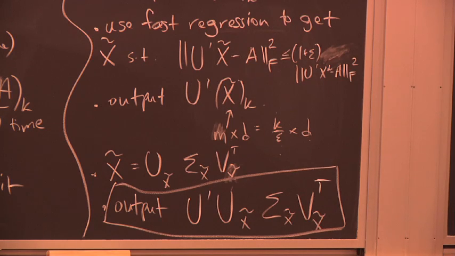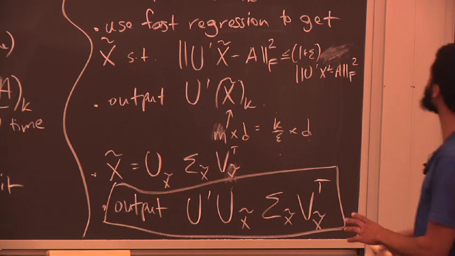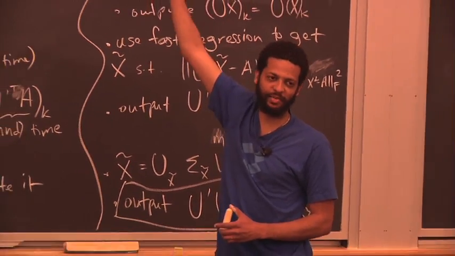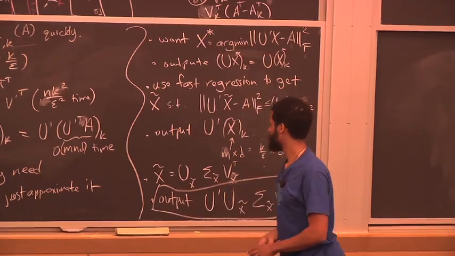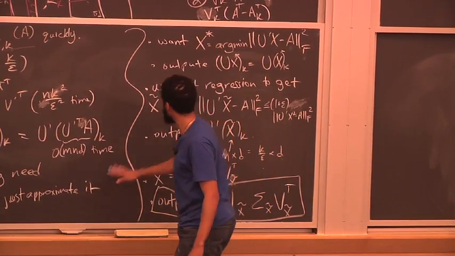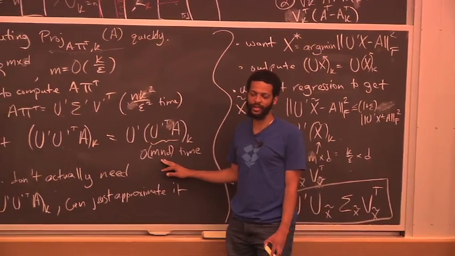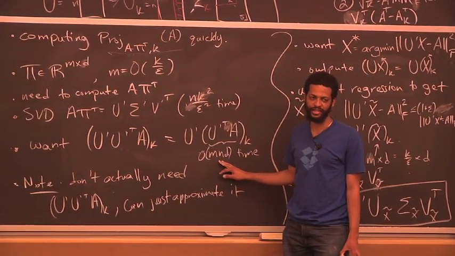Okay, so I just wanted to say a word about why this is good, why we're actually speeding things up. You didn't need to do this half of the board. You could have settled for this. This is already faster. If k over epsilon is smaller than d, this is already faster than nd squared.